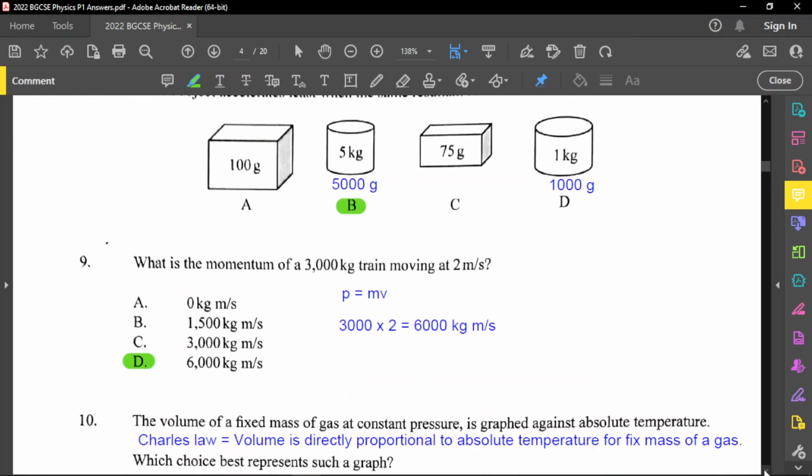For question number 9, it said, what is the momentum of a 3,000 kg train moving at 2 meters per second? The formula for momentum is mass times velocity, right?